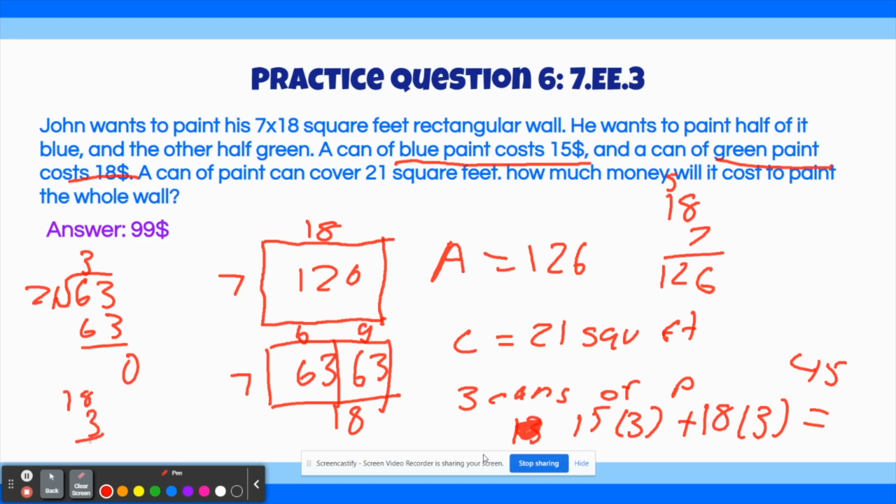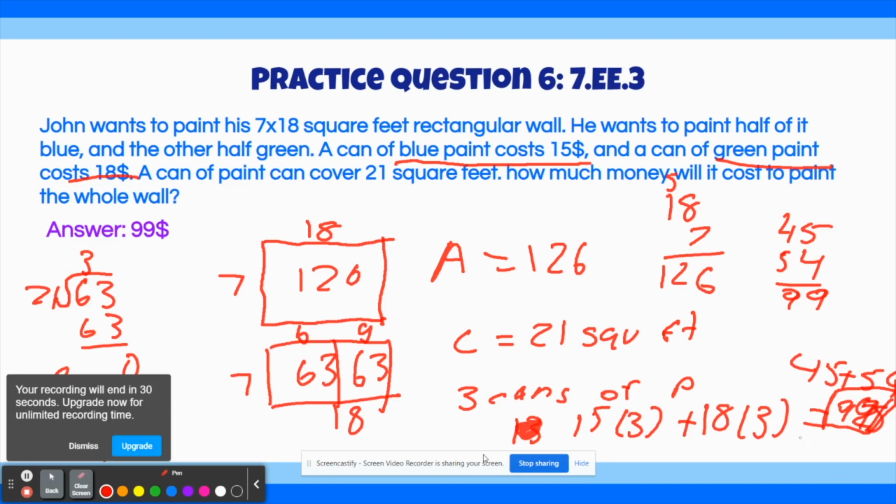18 times 3 is going to be 54. Plus 54. We're going to have to add those up. 45 and 54. 9, and we're going to get 99. Not 92, 99. So that's going to be our final answer. And we need to make sure to specify the units as well, which is going to be dollars. So John needs $99 to paint his entire wall.